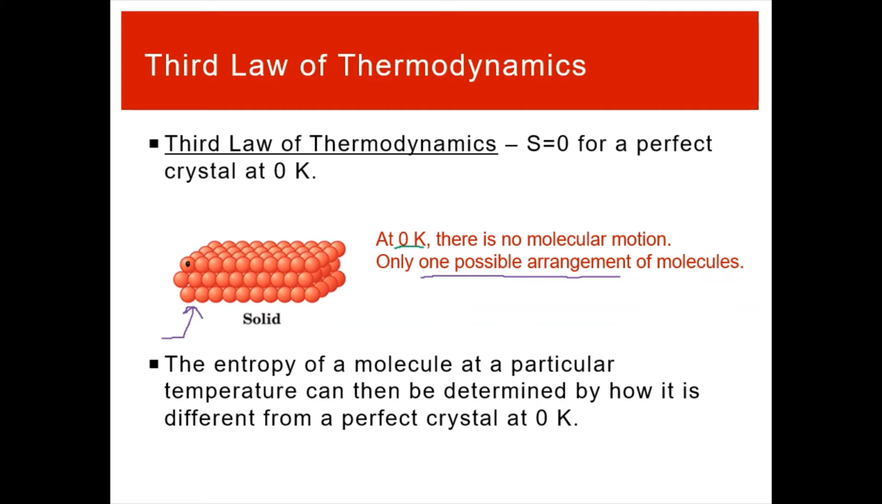Also, as the name implies, a perfect crystal isn't happening anytime soon. So it's important that nothing actually has 0 entropy, but you can understand the entropy of everything else basically by how it is different from a perfect crystal. So we have this theoretical idea of a perfect crystal. If you have some solid that's not a perfect crystal at 25 degrees Celsius, or room temperature, you can make quantitative predictions as to what the entropy is and how it is different from a perfect crystal. How is it different from being at 0 Kelvin?